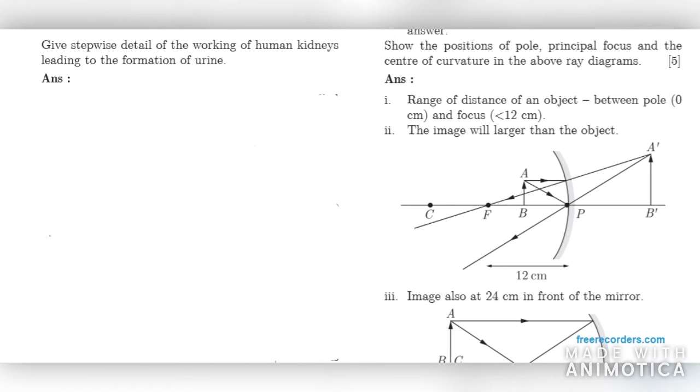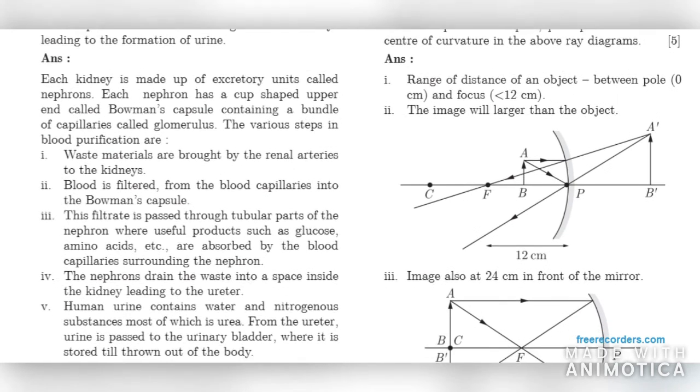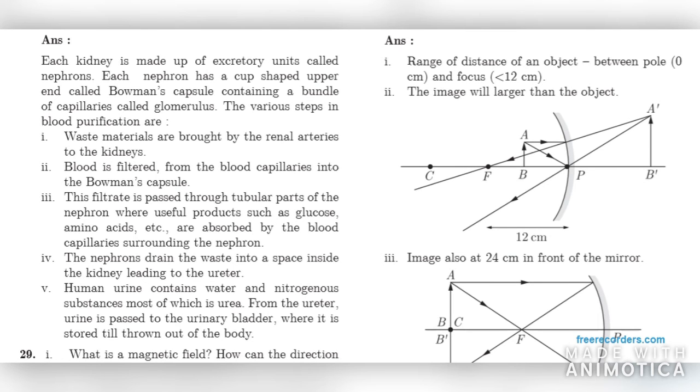Now the nephron's function is to drain the waste into a space inside the kidney leading to the ureter. From the ureter, urine is passed to the urinary bladder, where it is stored till thrown out of the body. So that's how the human kidneys work leading to the formation of urine. You can note down the answer if you want.